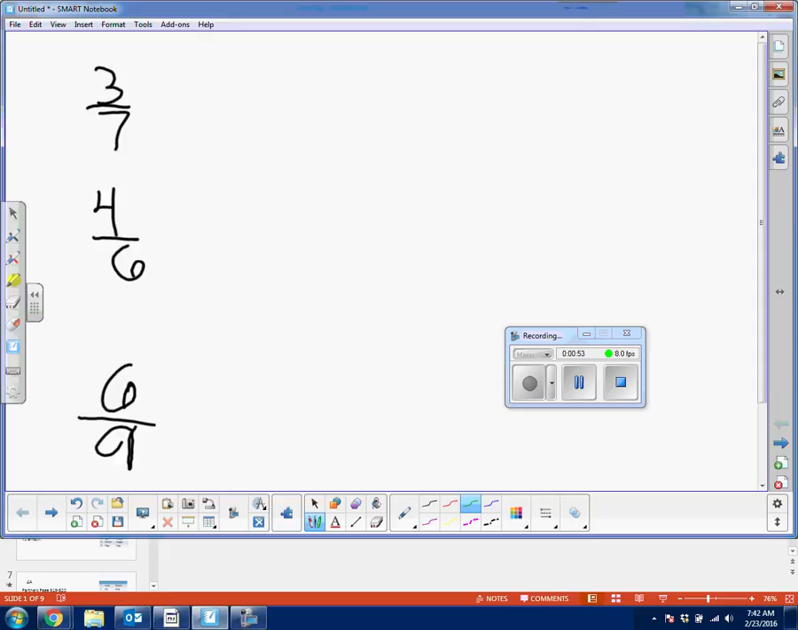So the next step is we want to take a look at our numerators, and we want to find the multiples of those numerators. So here we have 3, because 1 times 3 is 3, 6, 9, 12, 15, 18. We're just taking those and multiplying them. 3 times 1 is 3, 3 times 2 is 6, 3 times 3 is 9, and so on.